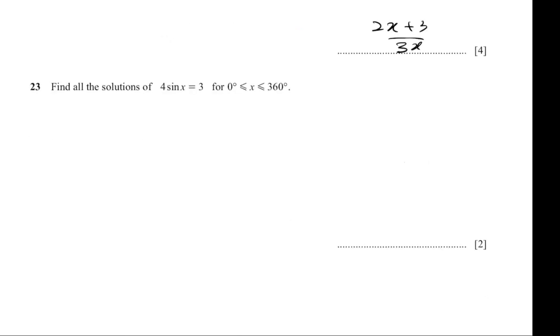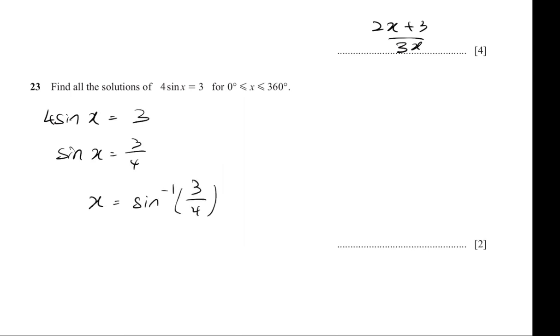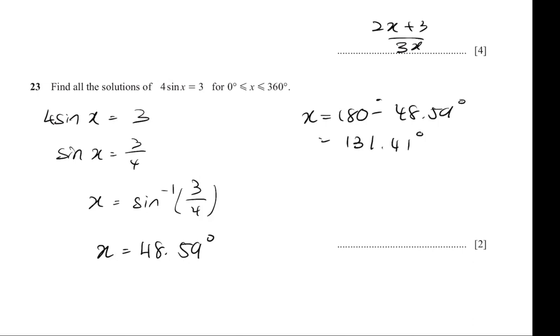Find all solutions of 4 sine x equals 3, so sine x equals 3 over 4. X is equal to inverse sine of 3 over 4. So inverse sine 3 divided by 4. X is equal to 48.59, or x is equal to 180 minus 48.59, 131.41. So either or, both are the answer that we can put for 23.